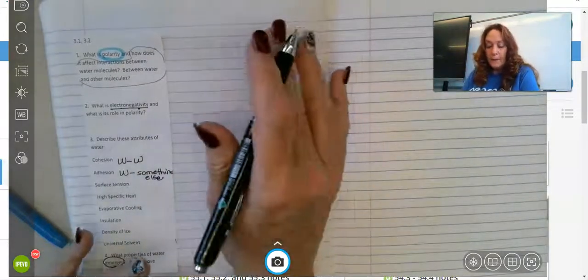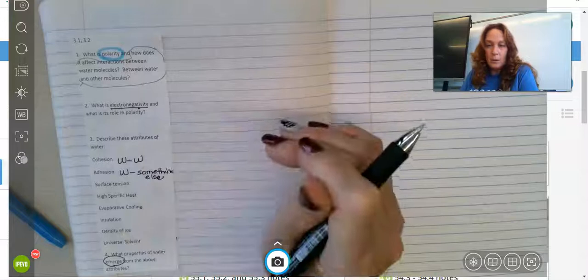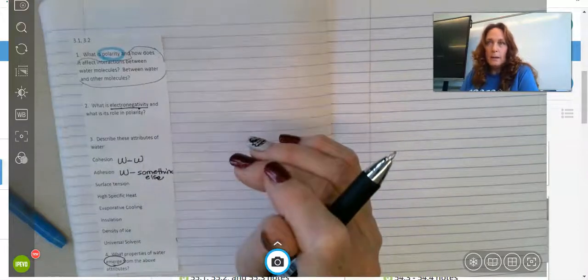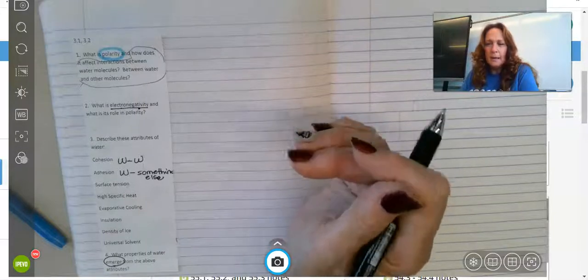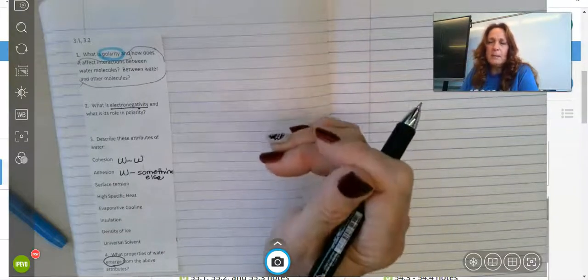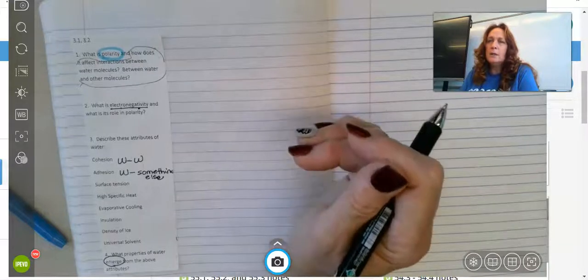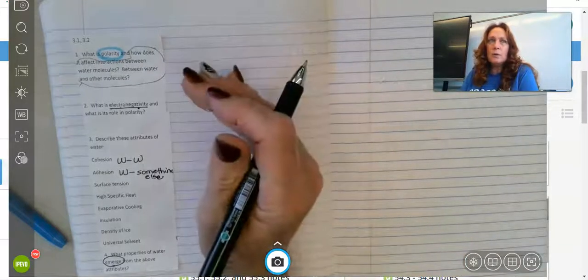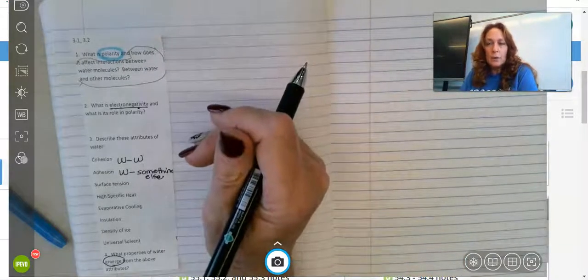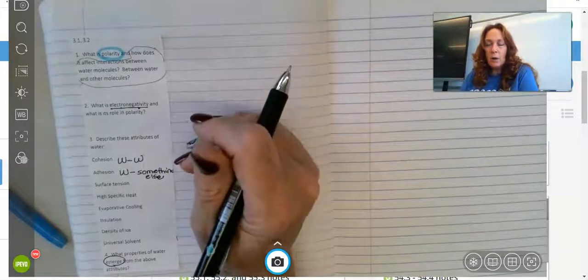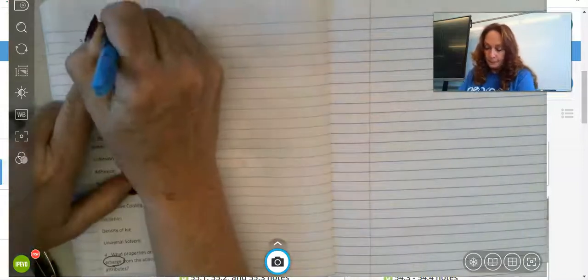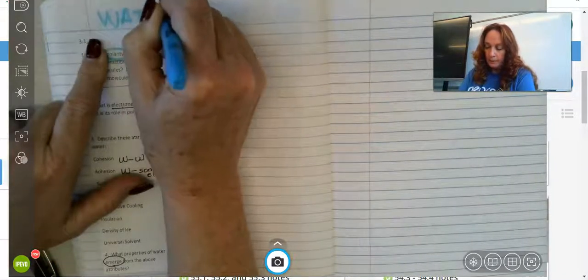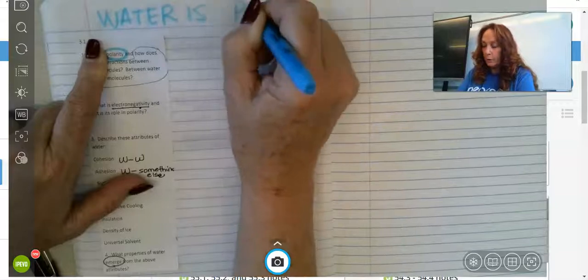But the number one thing, chapter 3 is all about water. Water is essential to life. Everybody knows that, but you have to think about why. What is it about water that makes it so special? Because most of what goes on Earth is because of the properties of water. So the number one thing that you need to remember is water is polar.